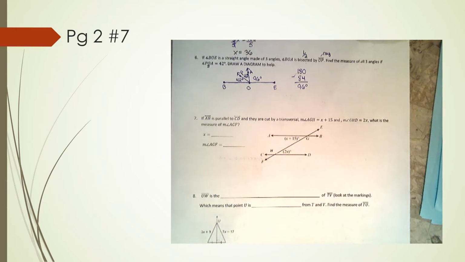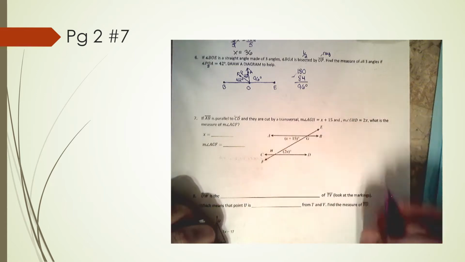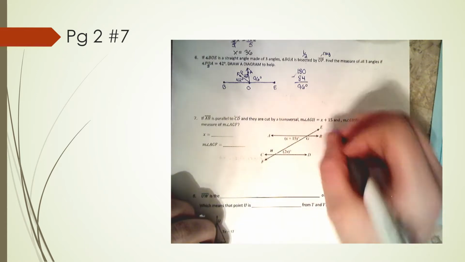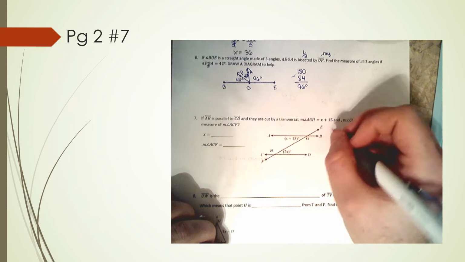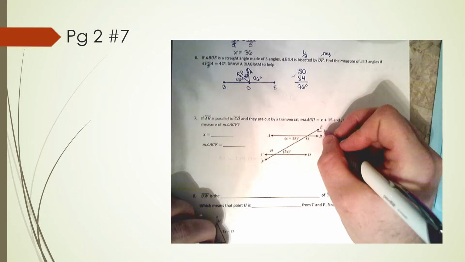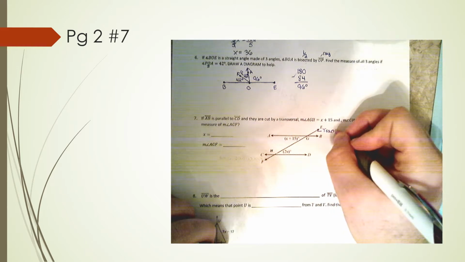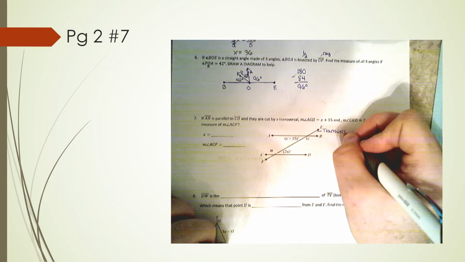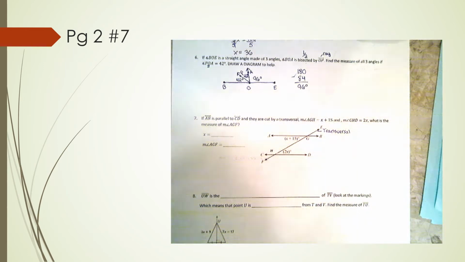First things first, if you don't remember, a transversal is a line that cuts through parallel lines. So this line here, FE, would be considered the transversal. If you did not know that, I would put a little note for yourself.